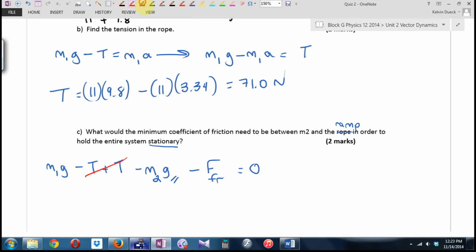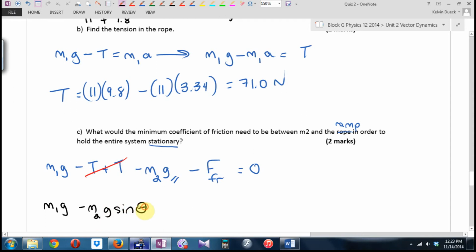Okay. This is going to be M1G minus M2G sine theta minus friction, which is what times what? I don't know the normal force. Oh, but look. The friction force is the same size as the normal force times mu. I got the mu part, but I want the normal force. Did you say M2G perpendicular? Yep. Cool.